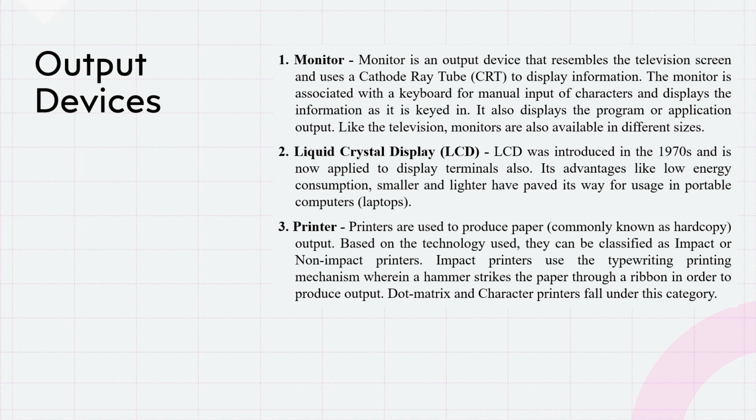Printer. Printers are used to produce paper, commonly known as hard copy, output. Based on the technology used, they can be classified as impact or non-impact printers. Impact printers use the typewriting printing mechanism wherein a hammer strikes the paper through a ribbon in order to produce output. Dot matrix and character printers fall under this category. Non-impact printers do not touch the paper while printing. They use chemical, heat or electrical signals to etch the symbols on paper. Inkjet, deskjet, laser, thermal printers fall under this category of printers.